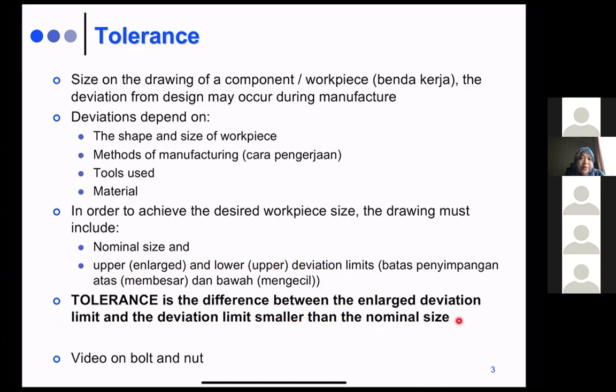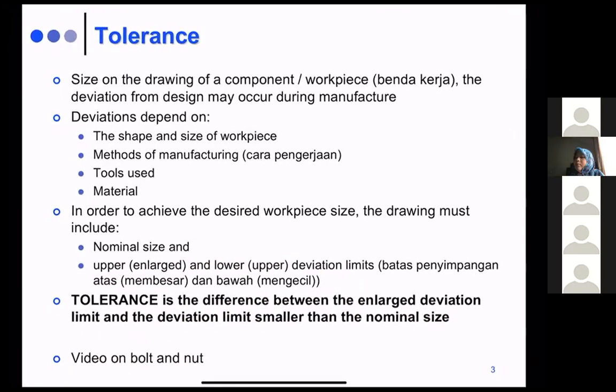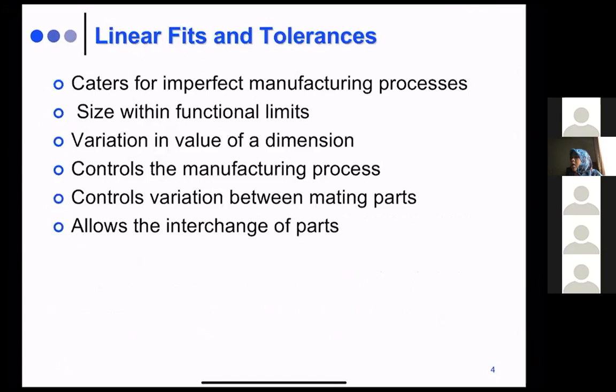We also have a video on bolt and nut, but this is about the manufacturing process, so I think I can skip that. So linear fit and tolerance are good and cater for an imperfect manufacturing process, so we can produce components with sizes within functional limits, and we have variation in the dimension values, which we also control in the manufacturing process.